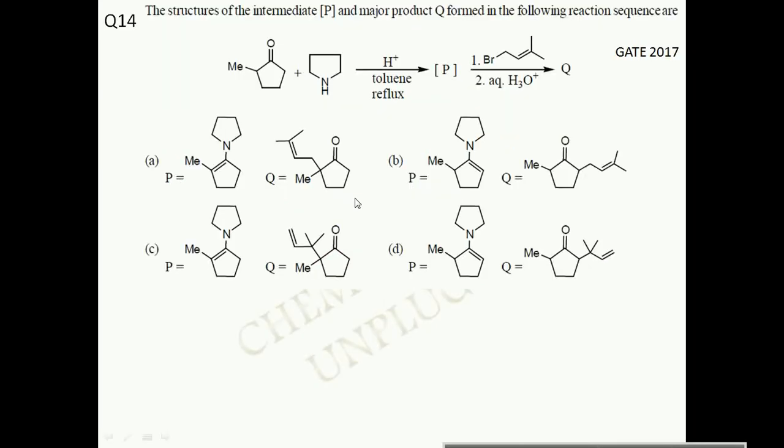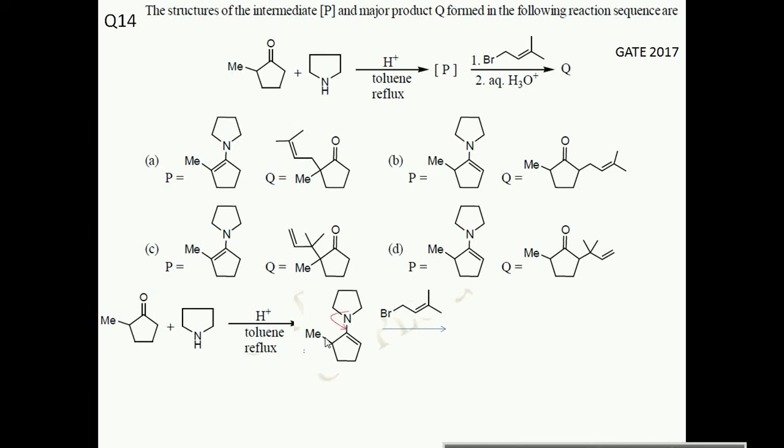The next question is also from GATE 2017. In the first step, we have a secondary amine and this carbonyl group. So this is the enamine reaction. And we have the enamine here, and enamines are nucleophilic compounds, so it can attack on this carbon atom of this compound and this bromine atom is removed. So when this bromine is removed, the positive charge will shift to this carbon atom and this can attach to the enamine here to form the compound.